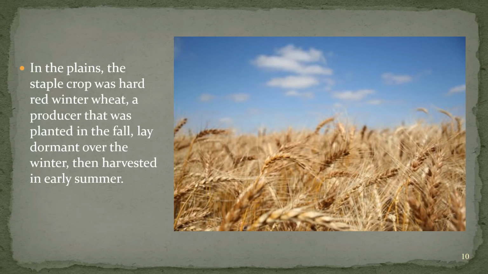Woo! Lies. Okay, so in the plains, the staple crop was hard red winter wheat, a producer that was planted in the fall, lay dormant over the winter, and then is harvested in early summer.